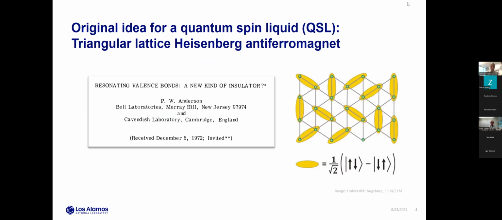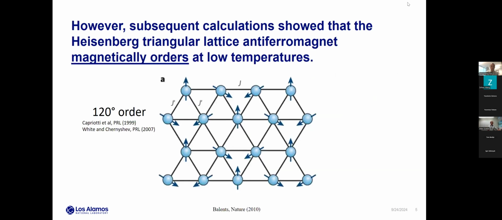So the original proposal for a spin liquid goes back to Phil Anderson, when in 1972 he submitted this paper proposing that for a two-dimensional triangular lattice of interacting spin-half spins, the ground state doesn't order magnetically. It enters this really interesting type of ground state that's a superposition of all possible singlets, and he called it a resonating valence bond ground state. Today, we would call it a spin liquid. However, subsequent calculations showed that the Heisenberg triangular lattice antiferromagnet actually magnetically orders, with a non-trivial magnetic order called the 120-degree order. So Anderson's proposal was not quite right.